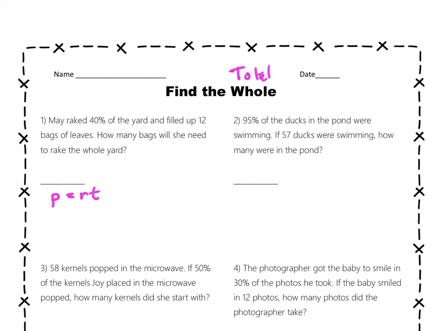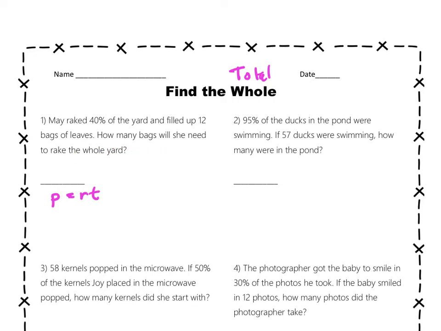When we read through the problem, we're looking for numbers to replace the part and the rate, known as the percentage rate, but we won't know the total. So that's going to stay T in this lesson. May raked 40% of the yard and filled up 12 bags of leaves. How many bags will she need to rake the whole yard?